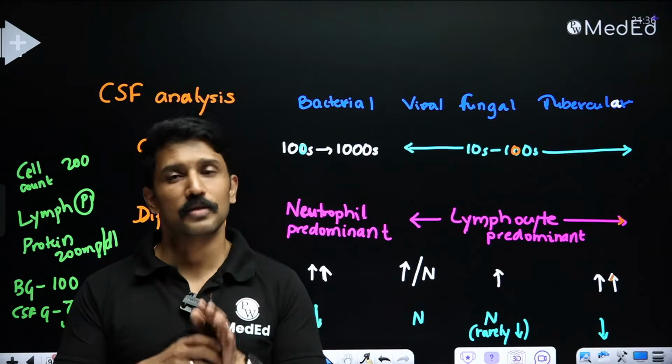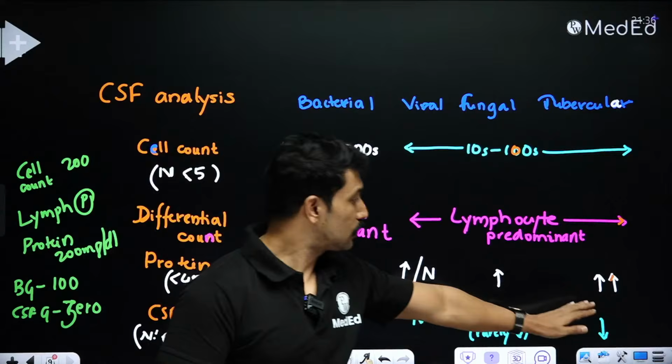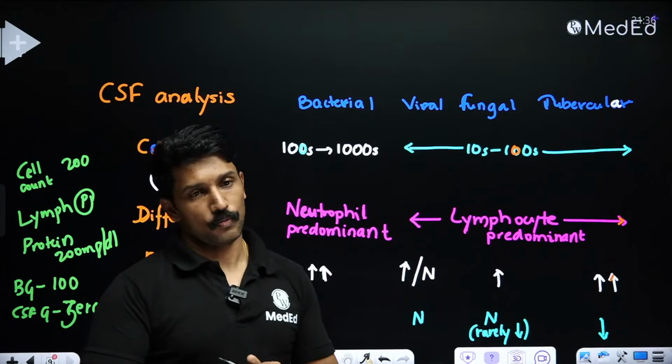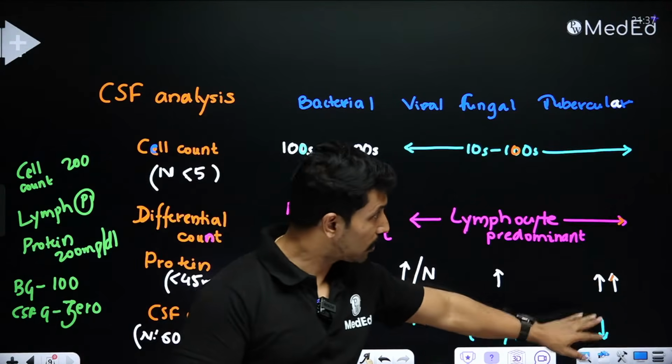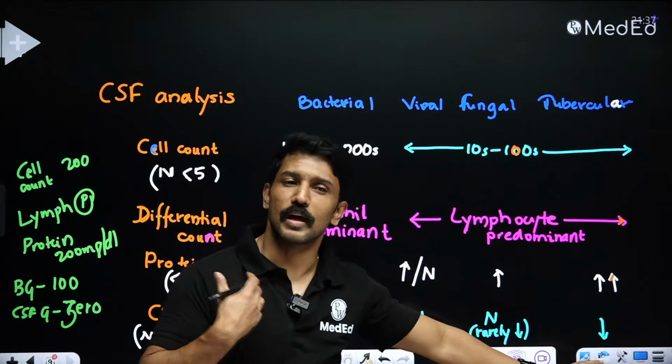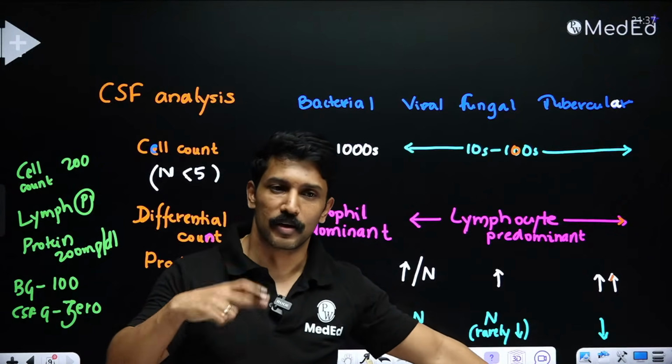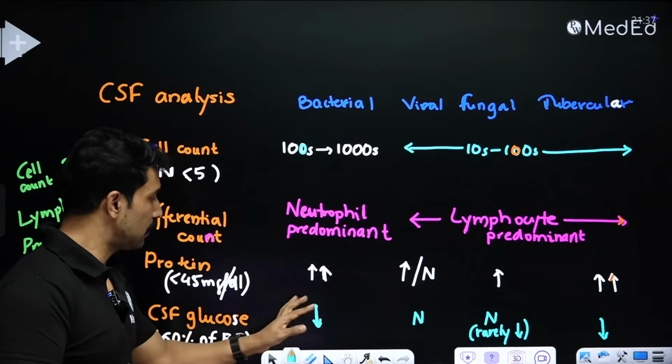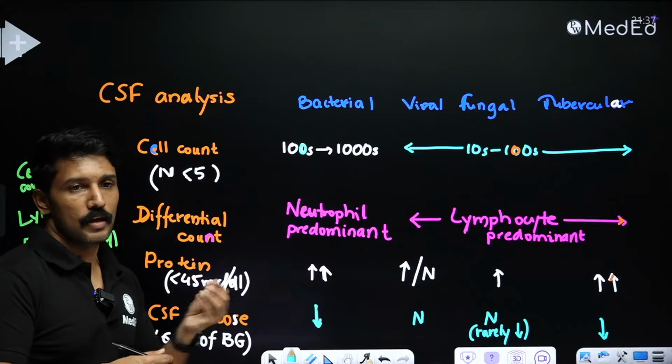So they need energy. So they utilize the glucose, and that's why CSF glucose will be low in tubercular meningitis. In tubercular meningitis, the tubercle bacilli are not using the glucose. It's our own macrophages which are forming the granulomas. In the case of bacterial meningitis, it is the bacteria which are utilizing it.